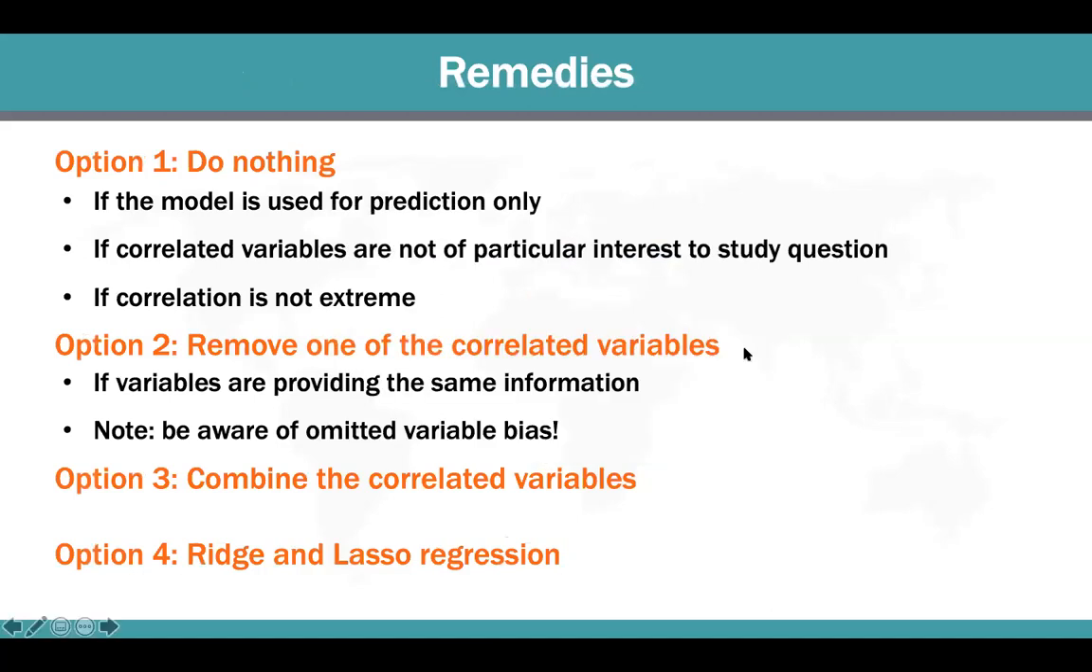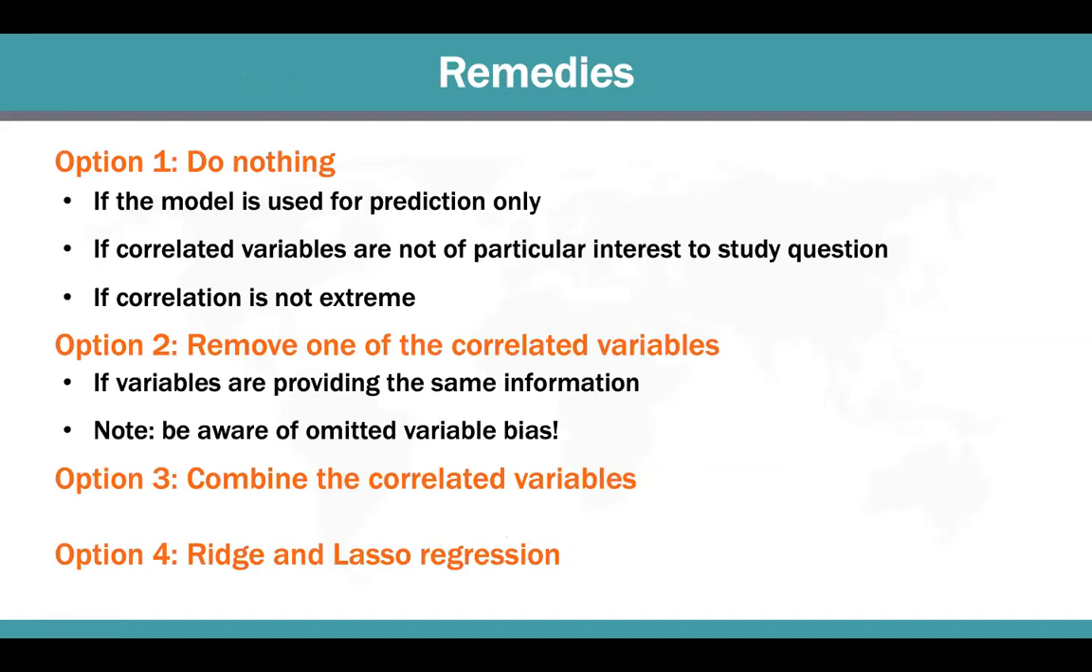So remedies: what should we do when we face multicollinearity? Option 1 is to just do nothing, because if your correlation is not super extreme, you can still do nothing about it and be reasonably okay.